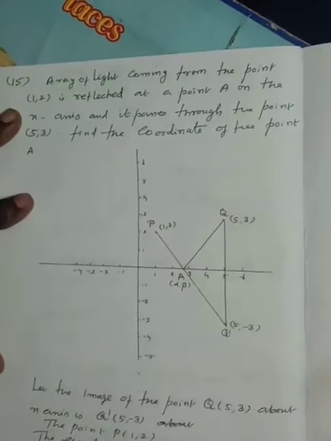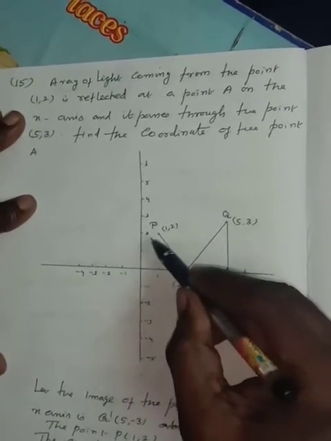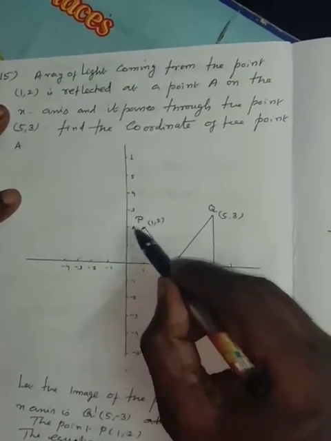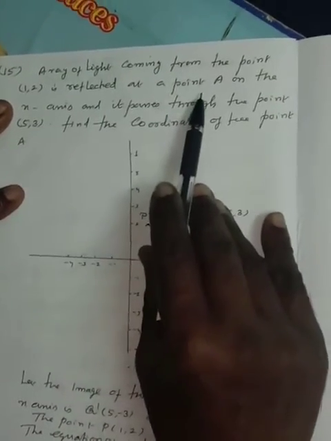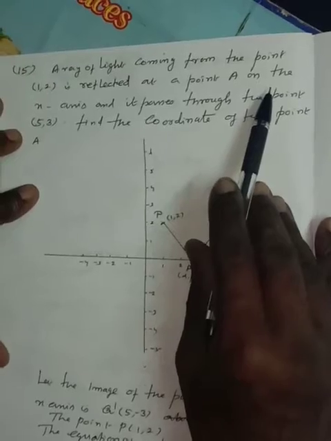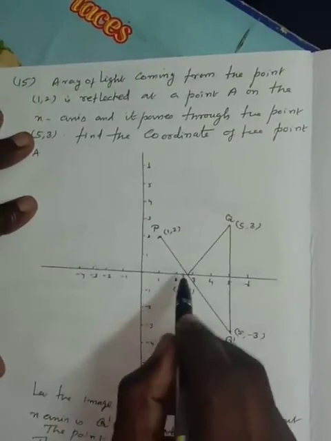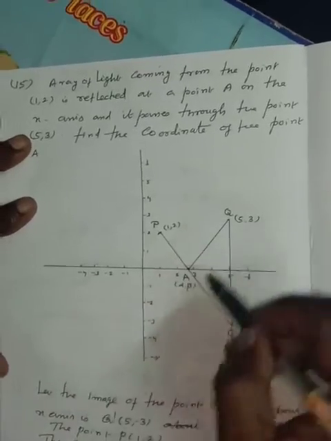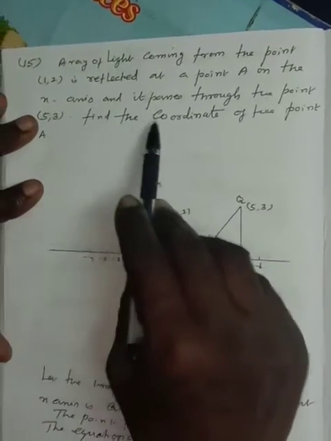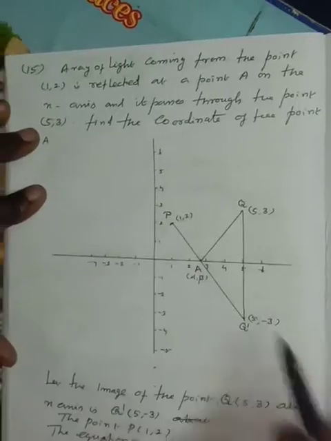A ray of light coming from the point 1, 2. So the position B is 1, 2. It is reflected at a point A on the x-axis. A is a point on the x-axis. The ray is reflected on the x-axis, and it passes through the point 5, 3.